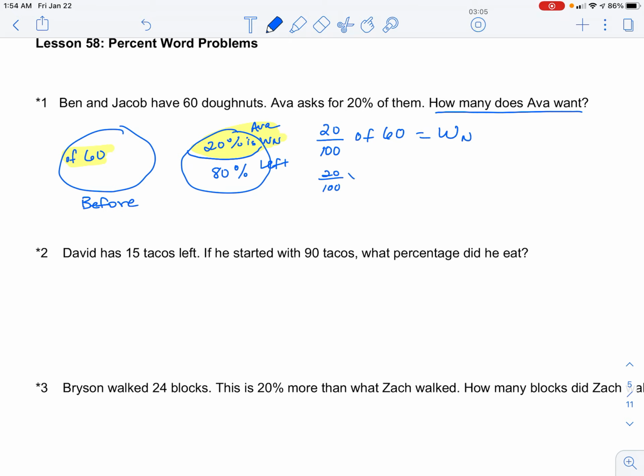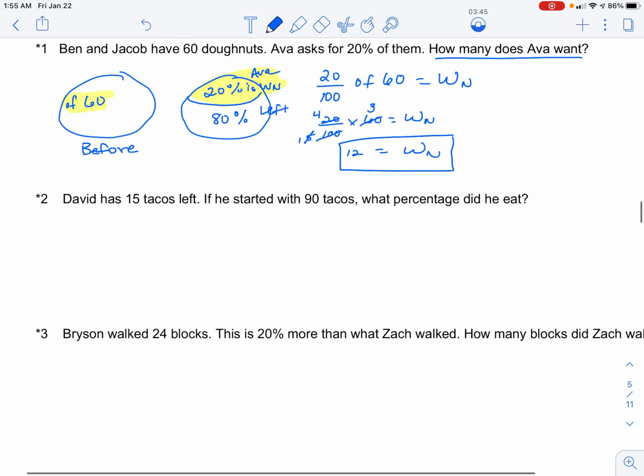Okay, so now I have 20 over 100 times 60 equals my variable, what number? And I just keep moving along here. I'm going to do some canceling because I can. 20 goes into each one of those 3 and 5 times. So that makes it a little bit easier. And then I can also do 5 and 20. So I'm going to end up with 12 equals the answer here. So 12 is 20% of 60. So out of the original 60 donuts, Ava took 20% of those, which equaled 12 donuts.